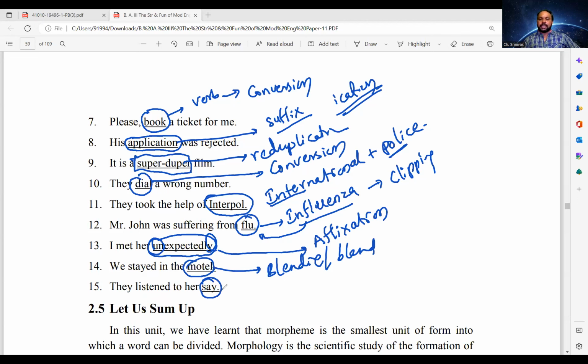They listen to her say. What is say here? Conversion. Say is a verb, but here it is used as a noun. Say ane verb ni akkada noun ga use chesamu.